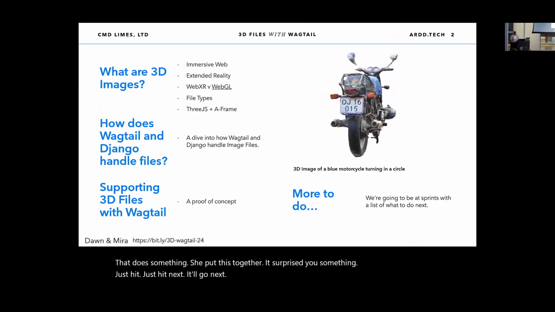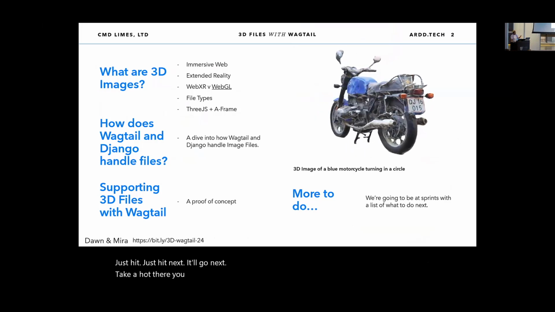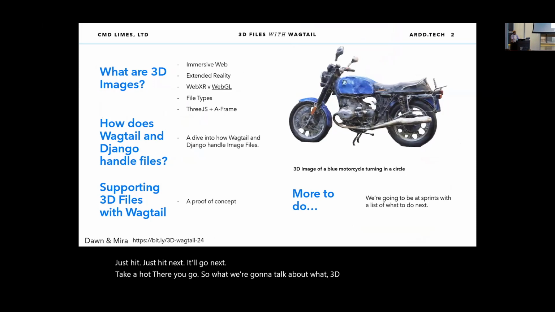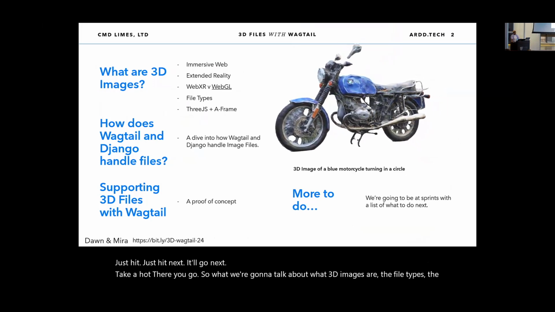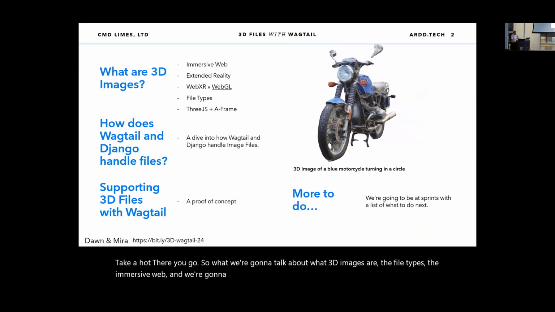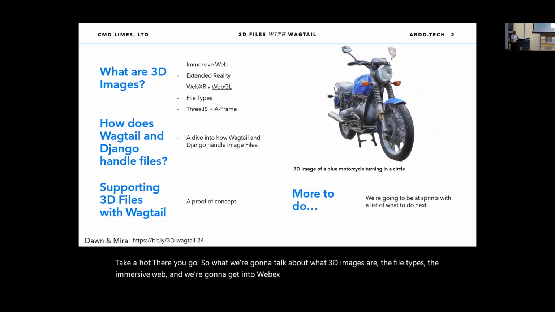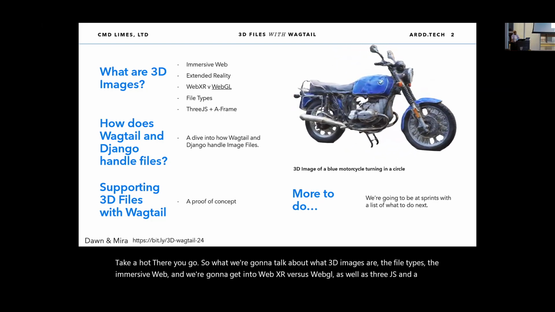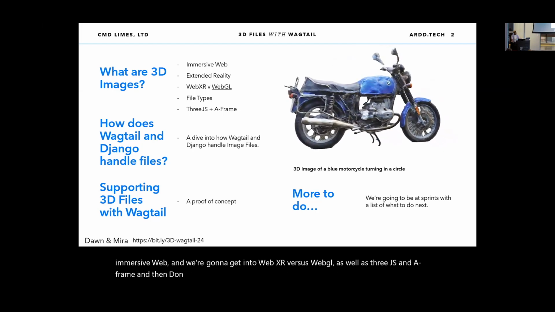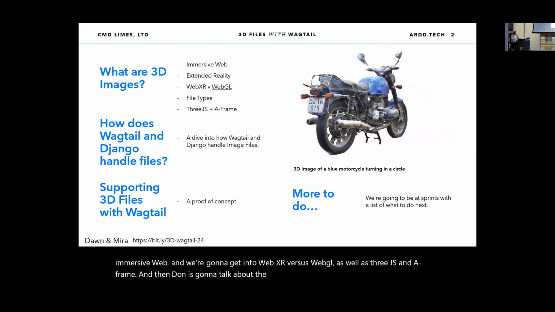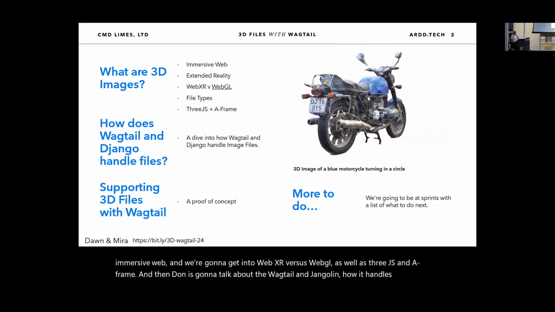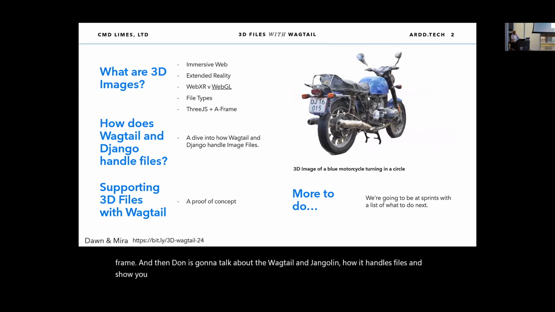Okay. So we're going to talk about what 3D images are, the file types, the immersive web, and we're going to get into WebXR versus WebGL, as well as Three.js and A-Frame. And then Dawn is going to talk about Wagtail and Django, how it handles files, and show you guys a proof of concept, which I think is really cool.